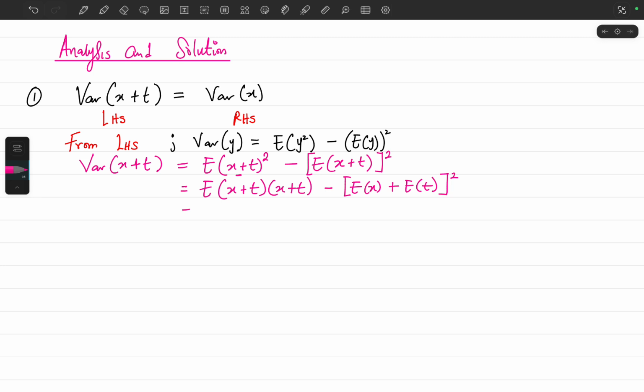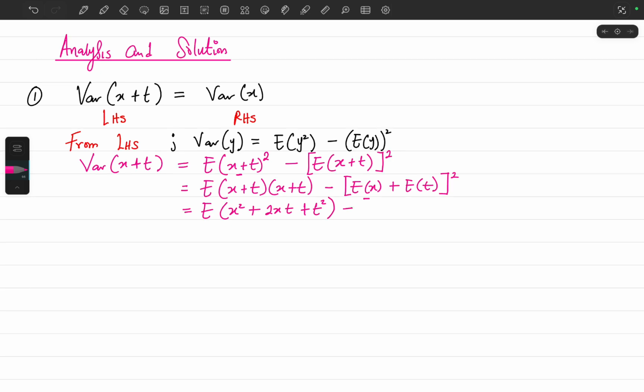Okay, so from here you're going to get this multiplied by that x, and you get x squared plus 2xt. If you open the bracket, that is what you're going to get, plus t squared. If you open that bracket, this is what you're going to get. Okay, so guys, you can go ahead and open that bracket on your own.